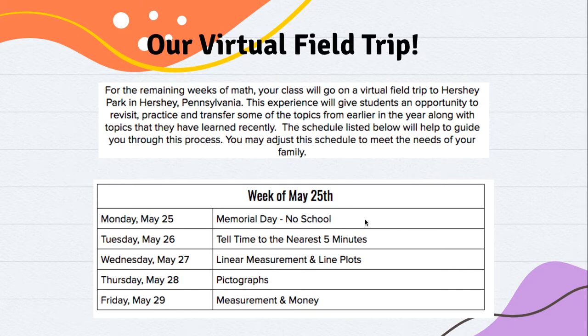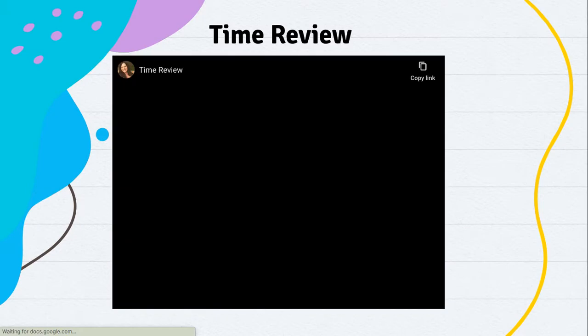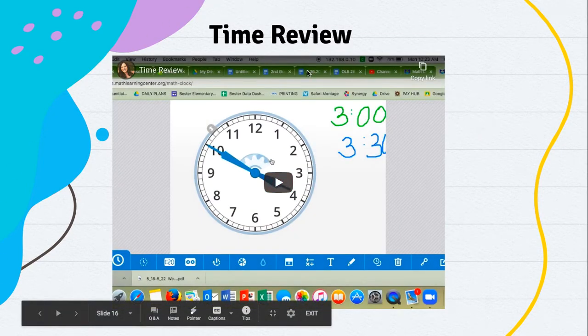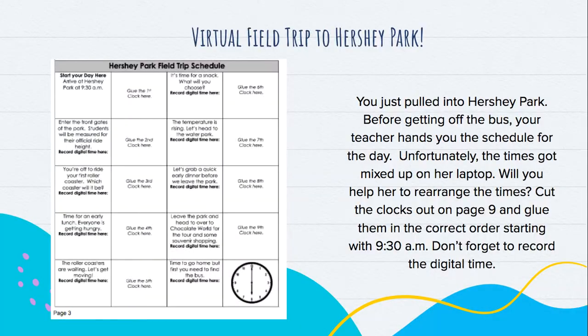So we didn't have any school yesterday. Today, you're going to be working on telling time to the nearest 5 minutes. Tomorrow is measurement and line plots. Thursday, pictographs, and then Friday, measurement and money. I created a video, a little time review if you need it or you're not sure how to tell time. If you're confident in telling time, you can skip past this slide and go directly to your activity for today.